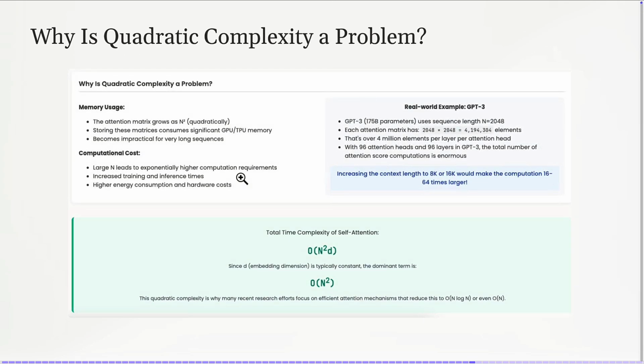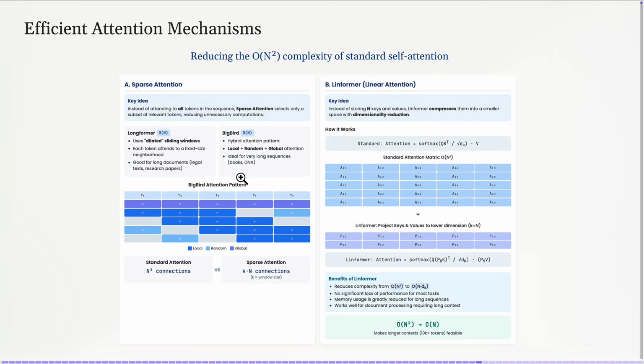So it's a big problem in terms of memory, as already mentioned. The attention matrix grows as n squared, quadratically. The computation also grows as n squared. And this is why there were some proposed techniques to make the attention more efficient. These proposals, sparse attention, Linformer, and linear attention, have the objective of reducing the complexity below n squared.